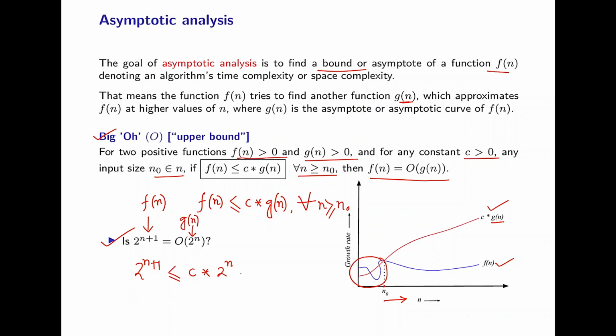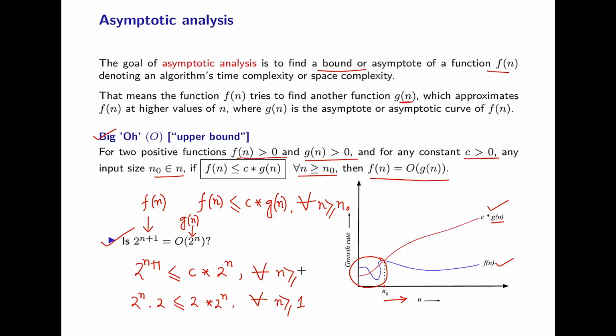Now, if we can show that this equation is true for all values of n greater than or equal to some n naught, then we can write that 2 to the power n plus 1 is equal to big O of 2 to the power n. If we break it down, 2 to the power n plus 1 is nothing but 2 to the power n times 2. So this is less than or equal to, if I put the value of c as 2, 2 times 2 to the power n. Now you will see that this equation is true for all values of n greater than or equal to 1.